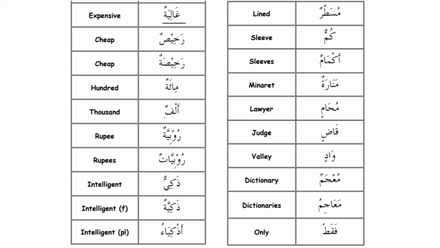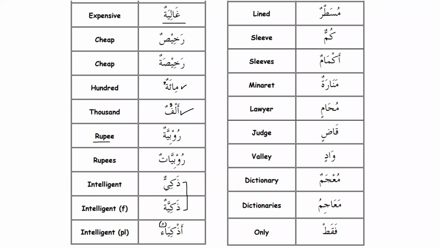Miyatun, 100, alfun, 1,000, and we know that miyatun and alfun are always used as mudaf. So whenever they are used, they will be light without tanween, meaning miyatu and alfu, or miyata or alfa, or miyati or alfi. Rubiyatun, the rupee, the currency that's used in Pakistan and India, I believe. Rubiyat is the plural. Dhakiyun, intelligent, and the plural is dhakiyatun. Then we have the plural of dhakiyun and dhakiyatun. The plural of both of them is adhkiya'u.